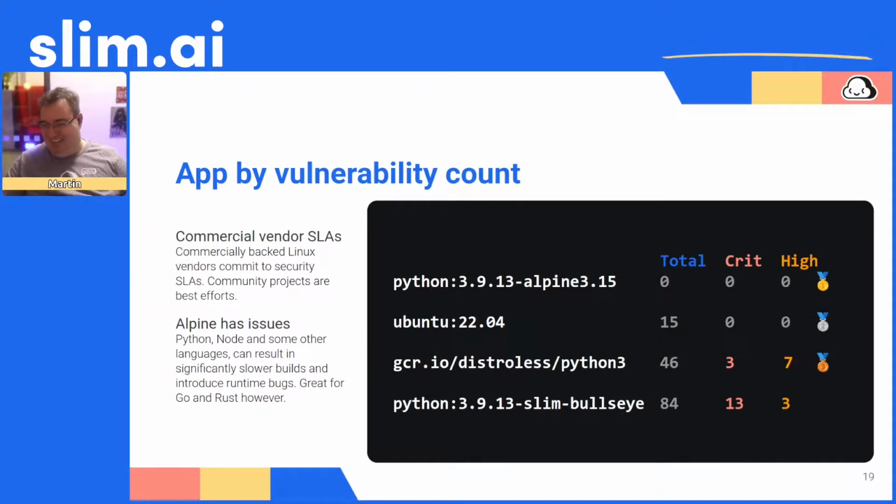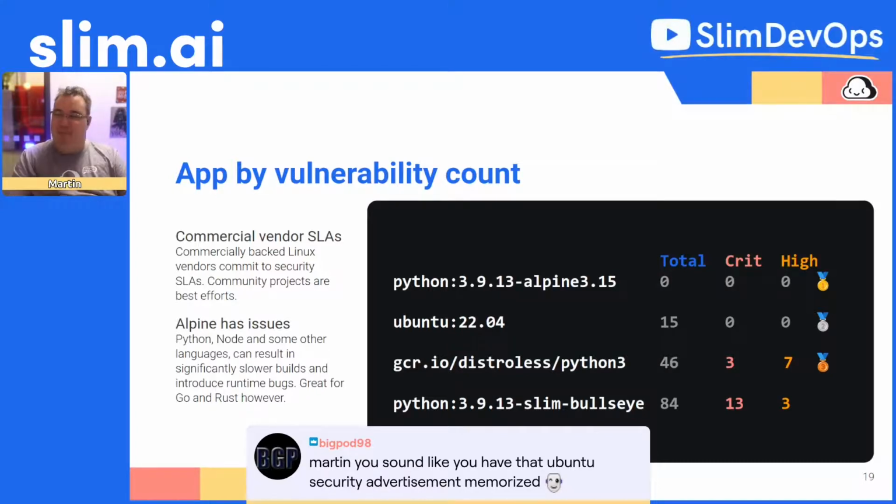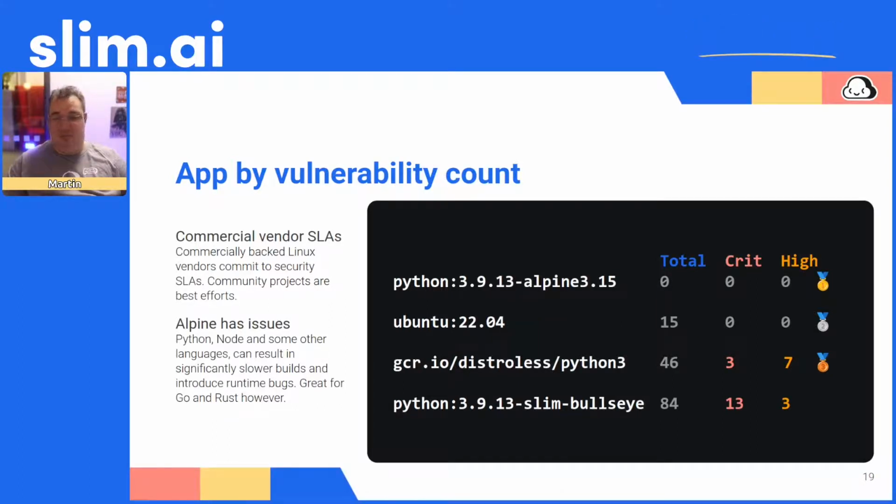And my colleague Primosh says, it sounds like I've got that Ubuntu security advertisement memorized. Full disclosure, I used to work for Canonical. I was engineering director for Ubuntu. I know how things work there very well, and I'm aware that the commitment that the Ubuntu security team have to Ubuntu is comparable to what Red Hat and SUSE offer. But I'm making the distinction between those commercially backed distros versus the community maintained distros.